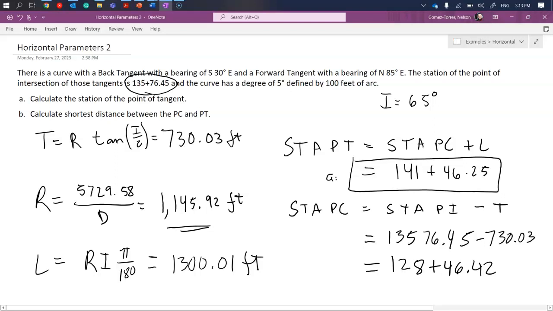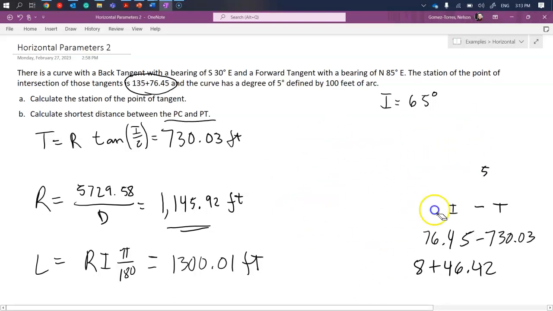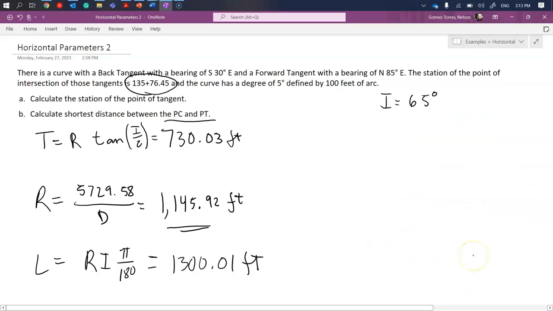Good. Let's work now with question B. That's going to be relatively easier compared to that one. I'm going to erase a little bit of what I have here, because what we need now is to calculate the shortest distance between PC and PT. If you look at the drawing, you will see that shortest distance is what we call the long chord. So let me erase these things and write down the formula for that.